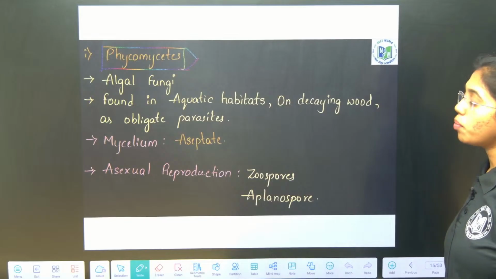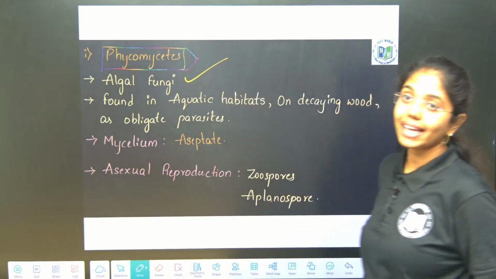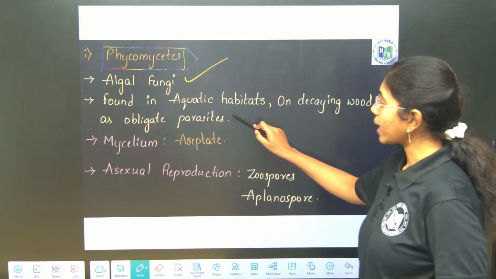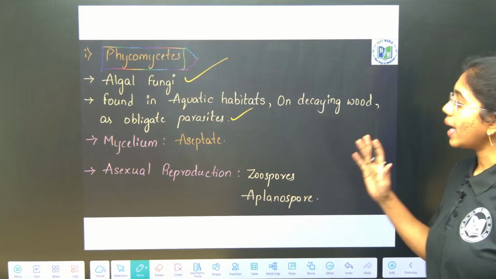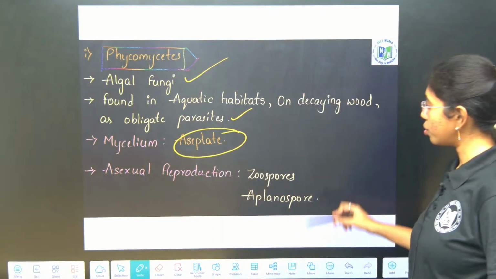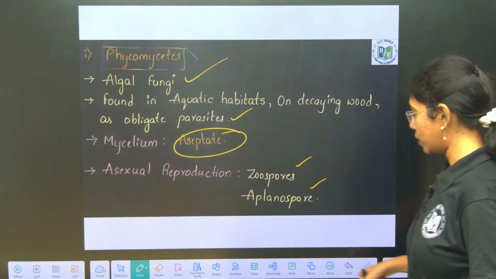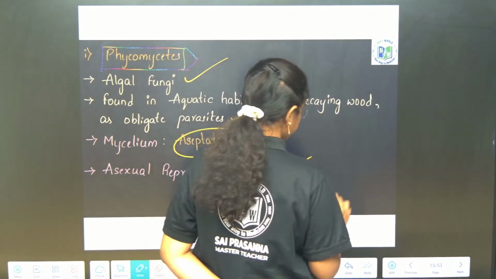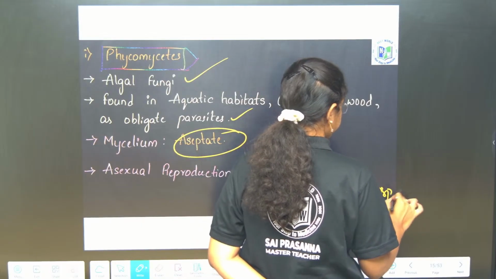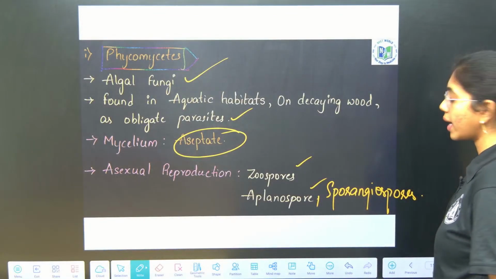The general characteristics of Phycomycetes: it is also called algal fungi. They are found in aquatic habitats on decaying wood and they act as obligate parasites, and they have primitive mycelium like aseptate mycelium. Asexual reproduction is through zoospores, aplanospores and sporangiospores as well. Asexual spores and sexual spores of each class of fungi are important.